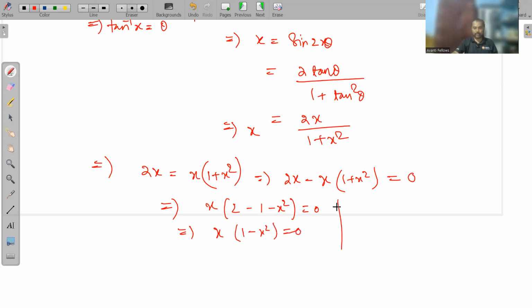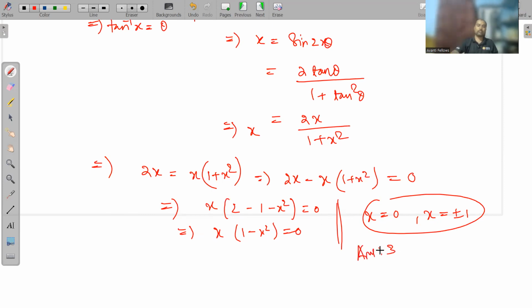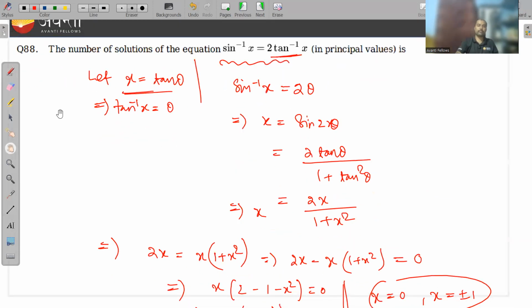By solving this equation, we get either x is equal to 0 or x is equal to plus or minus 1. So the number of solutions is 3. The answer is 3. Is it clear to everyone? I hope this is clear to everyone. Let's move to the next question.